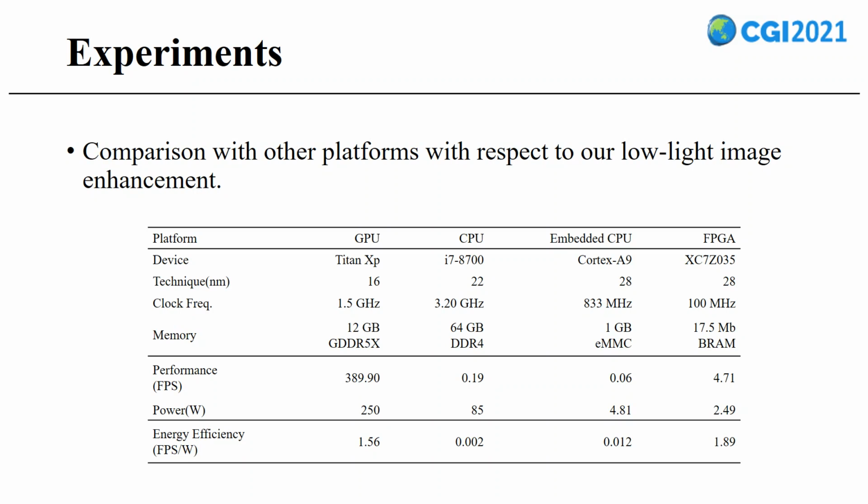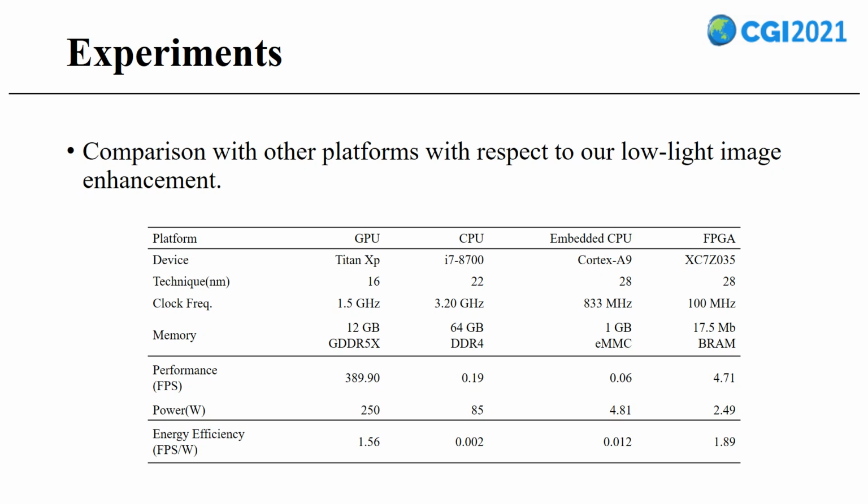We chose the Titan GPU, an Intel i7 CPU, and the Cortex-A9 ARM for comparison. Compared to ARM, we are 41 times faster and 99 times more power efficient. Compared to the CPU, we are 38 times faster and 40 times more power efficient. And compared to the GPU, we are 1.2 times more power efficient. Consequently, our approach is suitable for low-light image enhancement on mobile platforms.